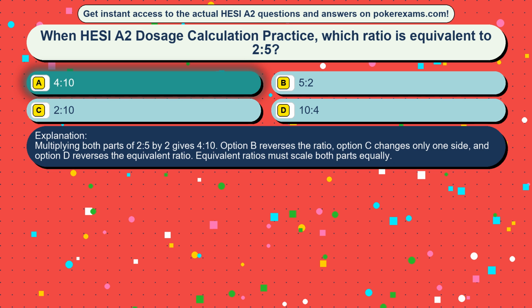Multiplying both parts of 2:5 by 2 gives 4:10. Option B reverses the ratio. Option C changes only one side, and option D reverses the equivalent ratio. Equivalent ratios must scale both parts equally.